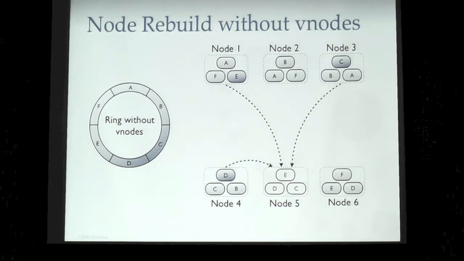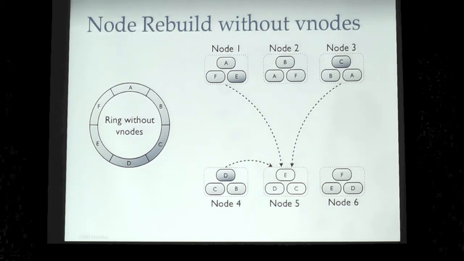So in this example, on this slide, we're going to rebuild a node that has lost its disks. So we've had to replace node 5 at the bottom in the middle there. That's why node 5 is all white. It's lost its data. We're going to replace node 5 and rebuild it from copies that are in the rest of the cluster. Node 5 is responsible for ranges C, D, and E. So we're going to copy range C from node 3 in the upper right, and range D from node 4 in the lower left, and range E from node 1 in the upper left.